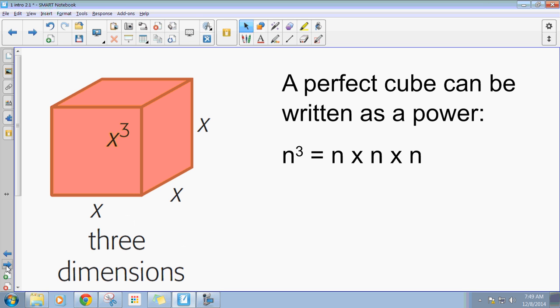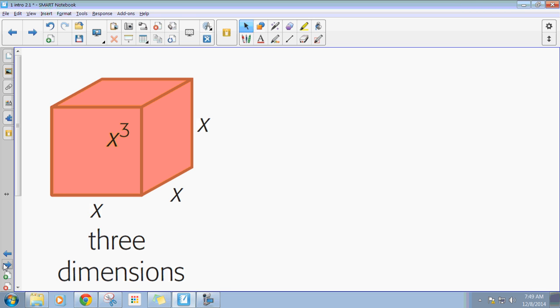Now let's look at the cube. A perfect cube can be written as the power of n to the power of 3, which means the same thing as n times n times n. So the same number has been multiplied 3 times, hence the little 3. Another thing to remember is because of this little 3, we're also looking at something in 3 dimensions.